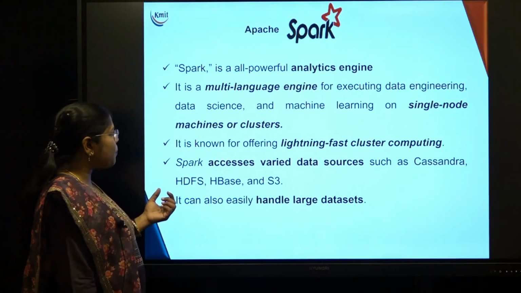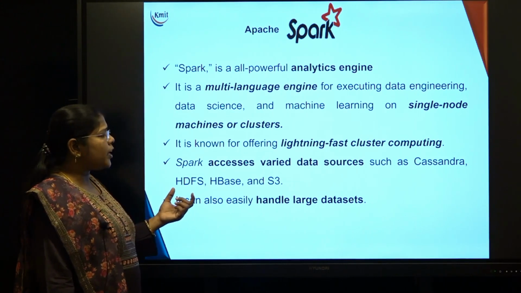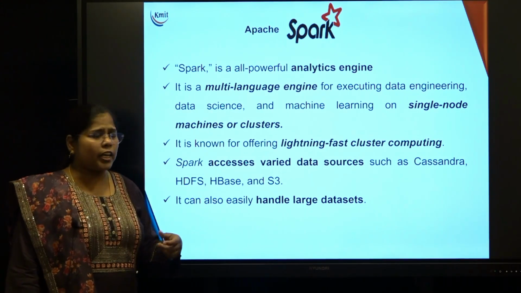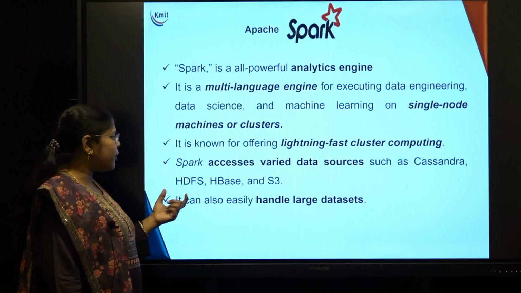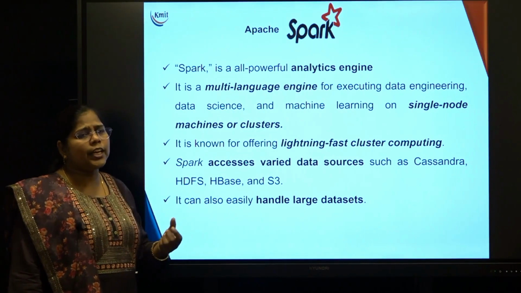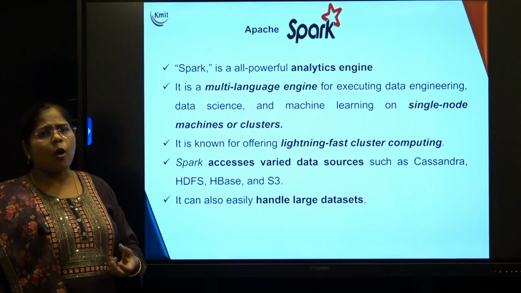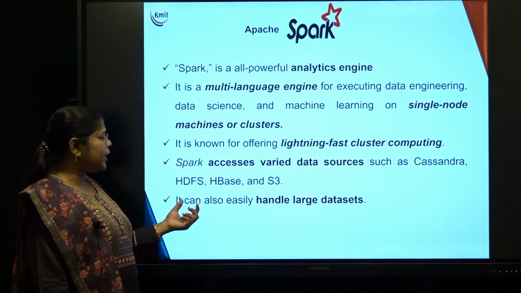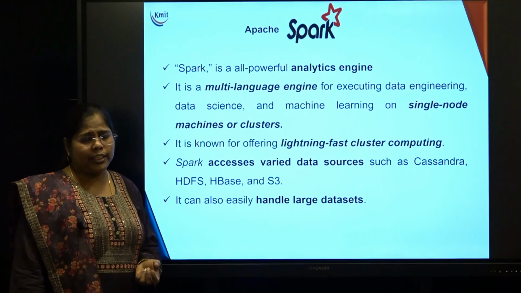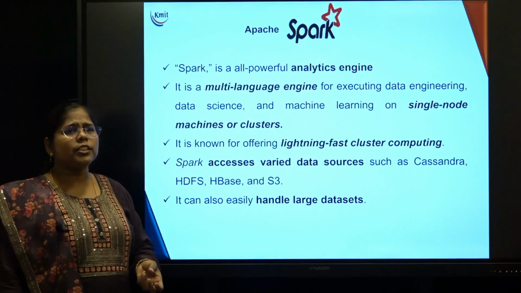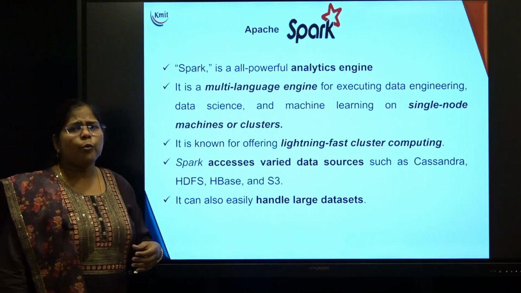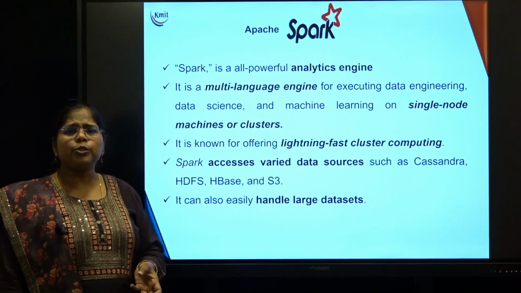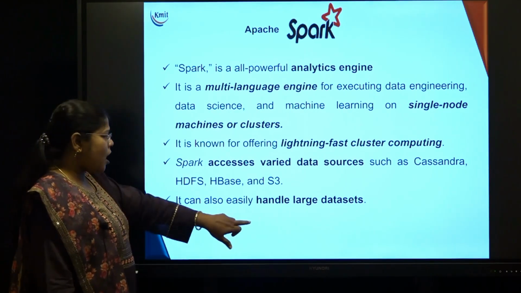Apache Spark accesses varied data sources like Cassandra, HDFS, HBase and S3, which are Hadoop data sources. It can also easily handle large data sets. When we have a large data set, we use Apache Spark. When we have smaller data sets, we use Python or R.